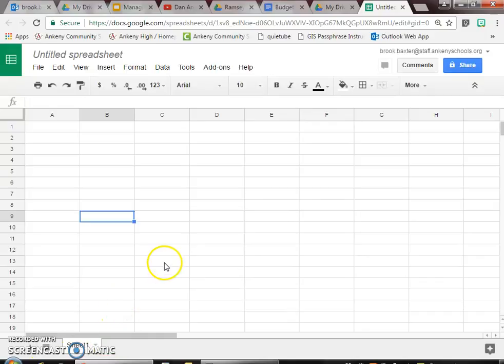I already have one here created. Yours should already be named. I'm going to go ahead and name mine Baxter Budget. And I'm going to go ahead and give mine Spring 2017. I'm modeling mine after the instruction sheet.